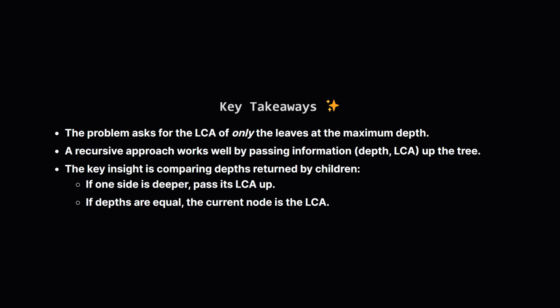Alright, let's recap the main points. We needed to find the lowest common ancestor, but specifically for the set of leaves that are furthest from the root. A neat way to solve this is using recursion. We designed a helper function that returns not just the potential LCA from a subtree, but also the maximum depth found in that subtree. By comparing the depths from the left and right children at each node, we could decide whether the true LCA lies deeper on one side, or if the current node itself is the LCA, because the deepest leaves are balanced beneath it. This gives us an efficient order n time solution.